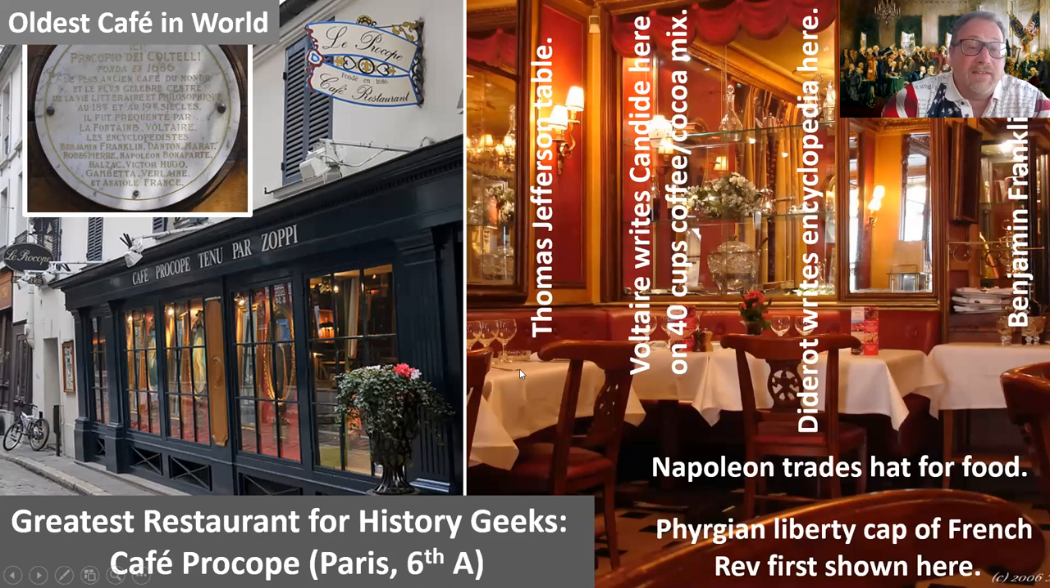This is where Voltaire writes Candide, right next to him. And Voltaire wrote Candide on 40 cups of coffee and chocolate together. He's basically inventing mocha. Diderot writes the encyclopedia, the next one over. And Benjamin Franklin's table is right around the corner. Napoleon trades his hat for food here. So that Phrygian Liberty cap of France, the French Revolution, was first shown here.